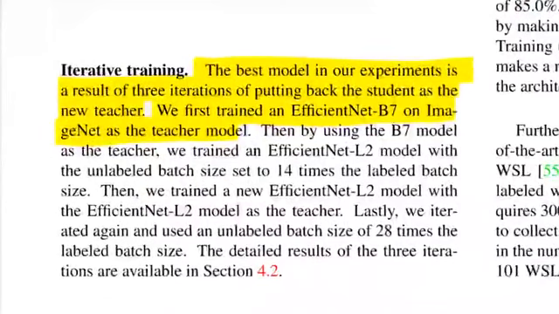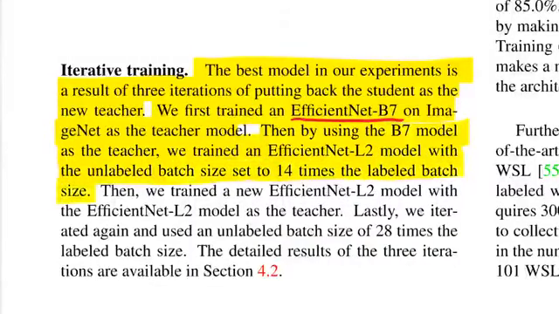So they train an EfficientNet B7, that's the small model, as a teacher model. Then by using the B7 model as the teacher, we trained an EfficientNet L2 model with the unlabeled batch size set to 14 times the labeled batch size. And they stress that it's important that you up the batch size. That's another thing that makes the student learn more than the teacher. By the way, this 14 times can be done because now you have more data, right? So you can also up the batch size.